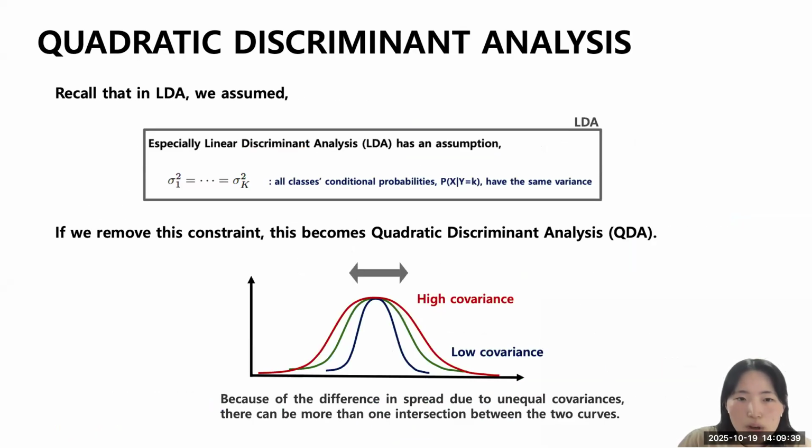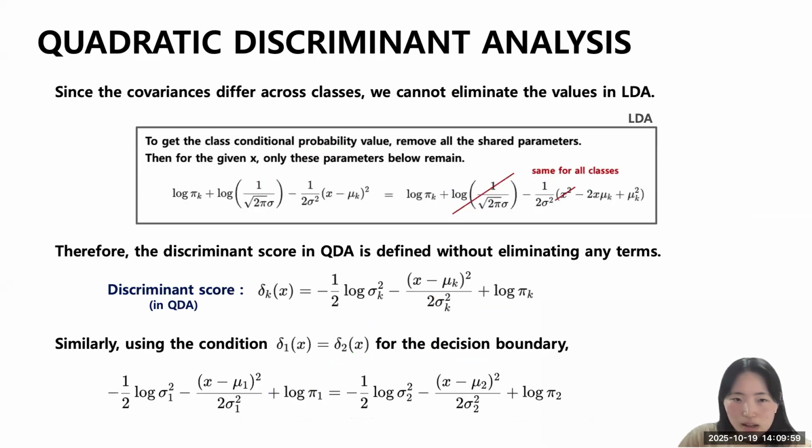When we relax the constraint of LDA, the model becomes quadratic discriminant analysis. Because each class can now have its own variance or covariance, the distributions can intersect more than once, resulting in nonlinear quadratic decision boundaries. In QDA, each class has its own covariance, so we can no longer remove the class-dependent terms as in LDA. As a result, the discriminant function keeps the quadratic term, making the decision boundary nonlinear.